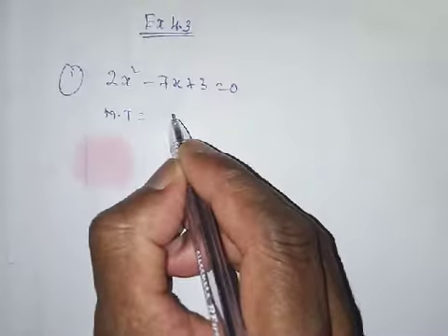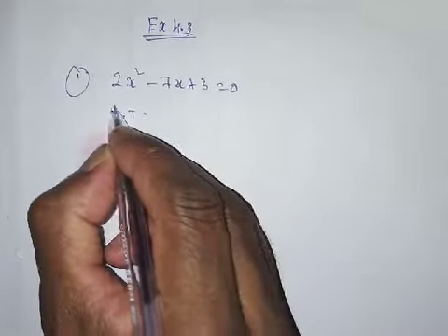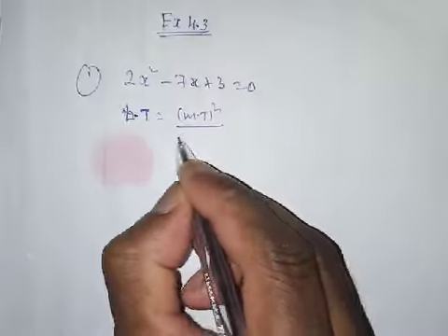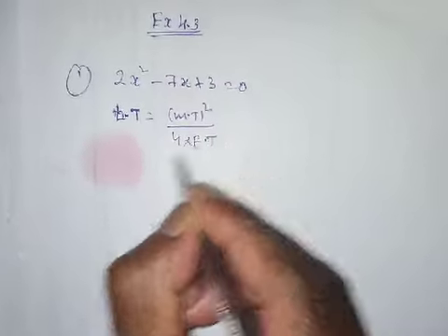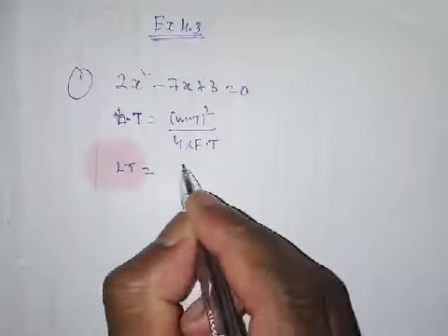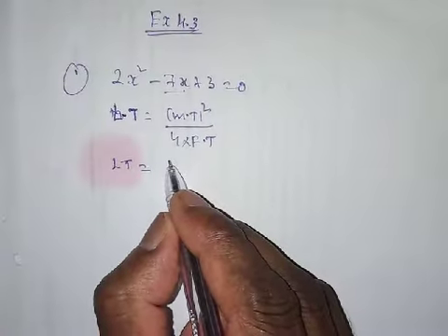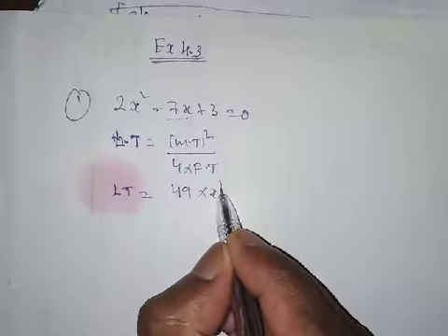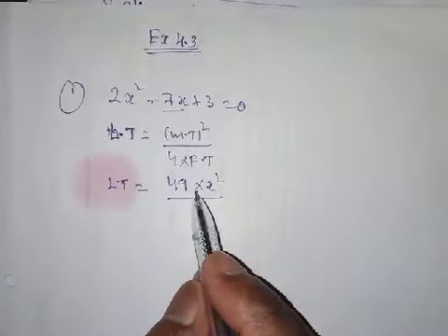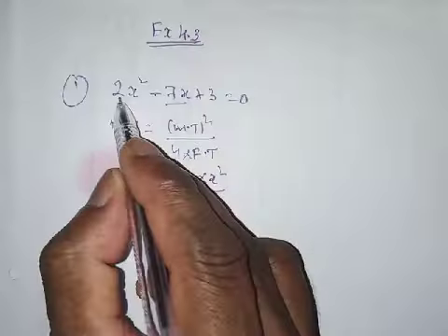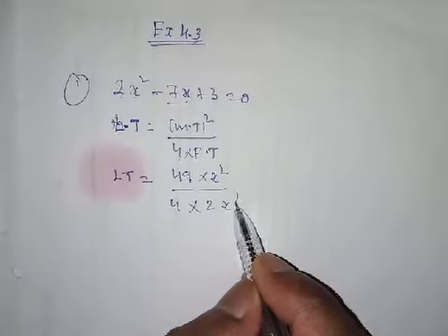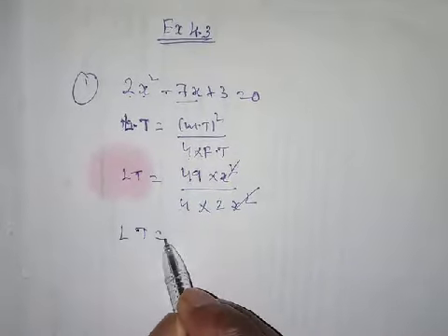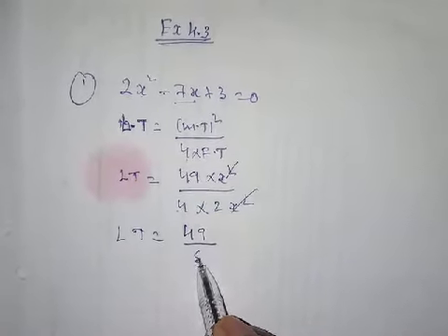The formula: the last term, or LT, is equal to (middle term)² upon 4 into the first term. So what is the middle term? 7x. So 7 sevens are 49, minus 7 into minus 7, x² upon 4 into the first term. The first term is 2x², so x² cancels. 4 twos are 8. So the last term should be 49 upon 8.